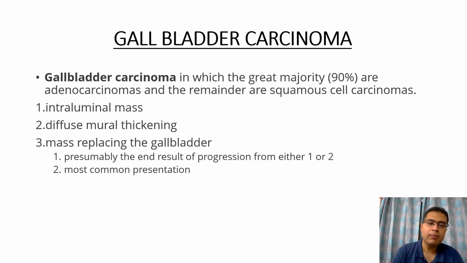So 90% of the gallbladder carcinomas are adenocarcinomas, and the three important morphological types that we should remember are intraluminal mass, diffuse mural thickening and mass replacing the gallbladder, where the most common presentation is mass replacing the gallbladder. The least common is the intraluminal mass, which is better seen on an ultrasound as compared to a CT scan.